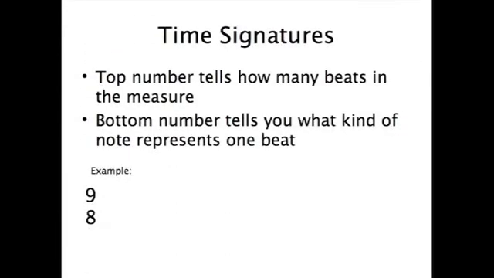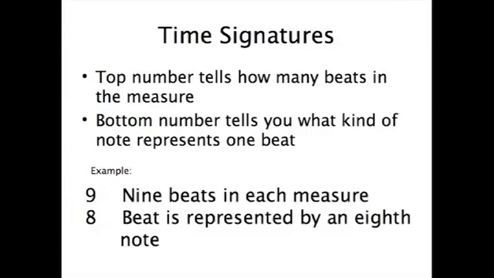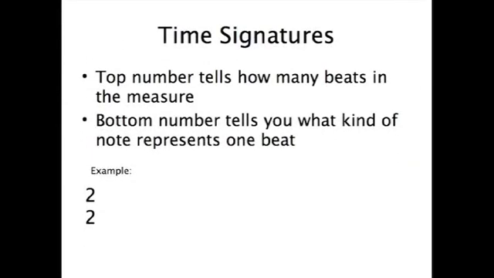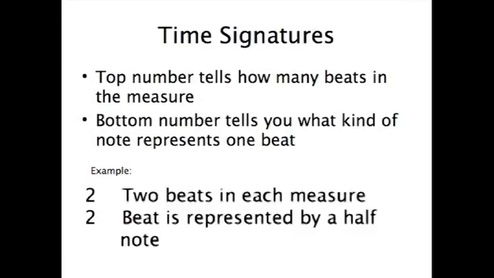Another example, 9/8, 9 beats in every measure. Beat is again represented by an 8th note. This is one that confuses people sometimes. 2/2, 2 beats in every measure, and the bottom number tells you that the beat is represented by a half note. So there are 2 half notes in every measure.